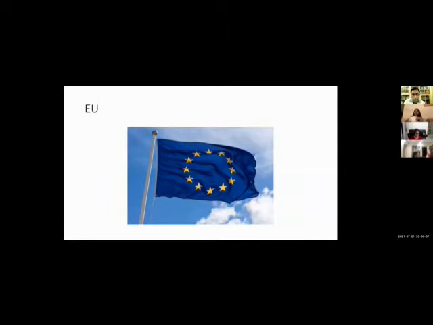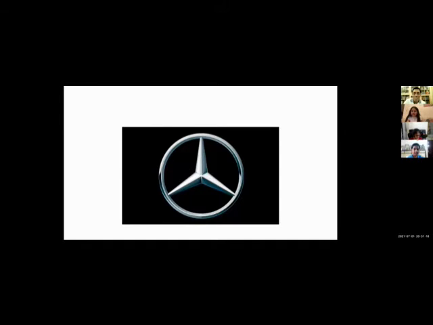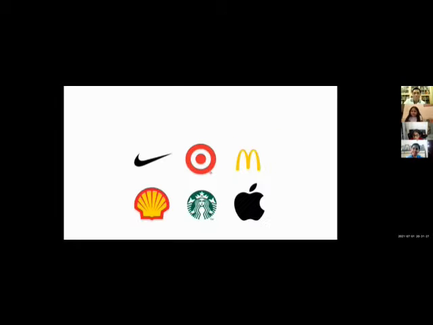So whenever you see a symbol, you will be able to identify something very big. This one is? Germany. No. South Africa. This is South Africa. All right. What is this? Nike. Mercedes-Benz. This one? McDonald's. Target, McDonald's, Shell, Starbucks, Apple.